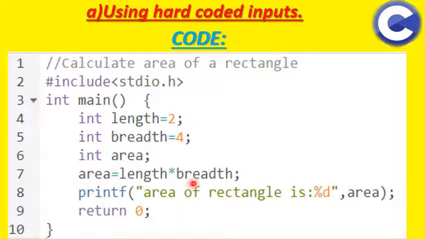Now area = length * breadth; So this is an operation. I have stored the product of length and breadth into area. This asterisk symbol denotes multiplication. In C programming language, this asterisk symbol means multiply. So I am multiplying length and breadth and their product is stored in the variable area.